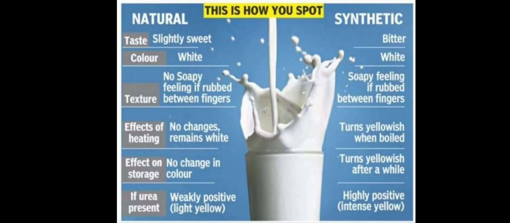As we can see in this image, this is how we differentiate between natural and synthetic milk. Natural milk is slightly sweet in taste, whereas synthetic milk is bitter. Both natural and synthetic milk are white in color. Natural milk has no soapy texture, whereas synthetic milk gives a soapy feeling if it is rubbed between the fingers.